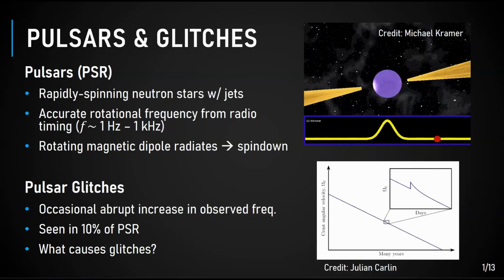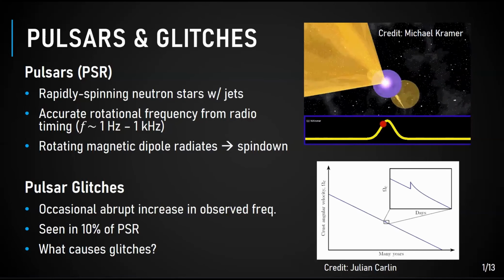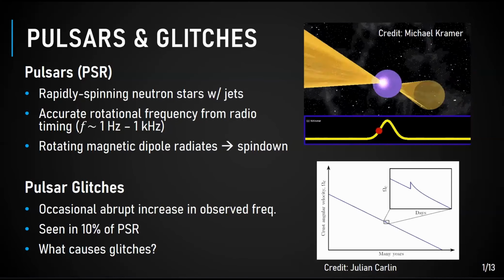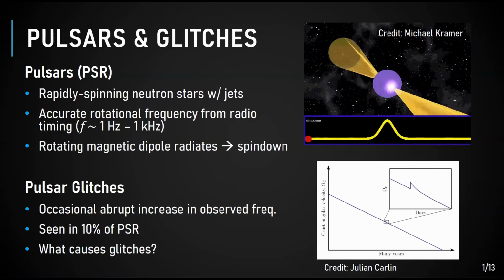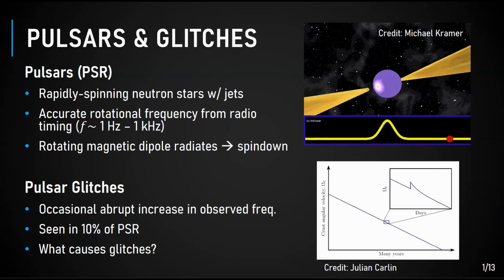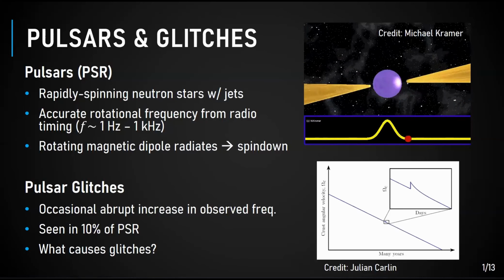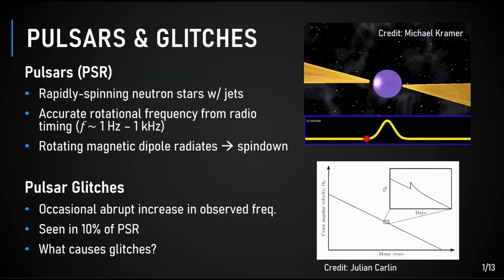The natural place to start talking about my work is to talk about pulsars. So if you're not familiar, pulsars are rapidly spinning neutron stars with radio jets coming out of their magnetic poles. Their magnetic poles are misaligned with their rotational poles, so the radio jets sweep past the Earth like the beam of a lighthouse, allowing us to time them very accurately and to figure out their rotational frequency from this radio timing. And of course, when we do so, we see that the rotation of the pulsars is slowing down. It makes sense.